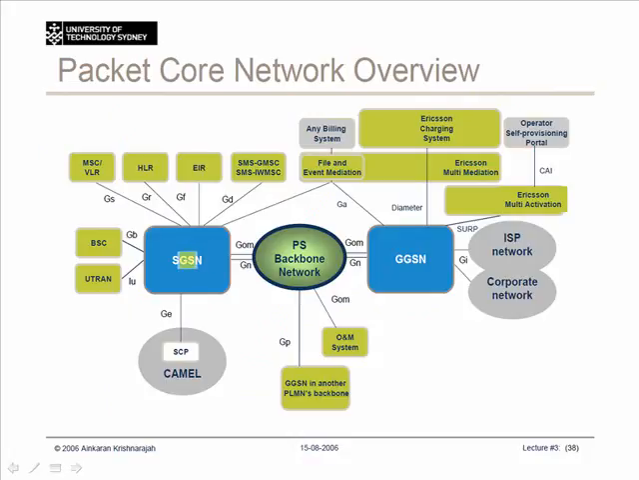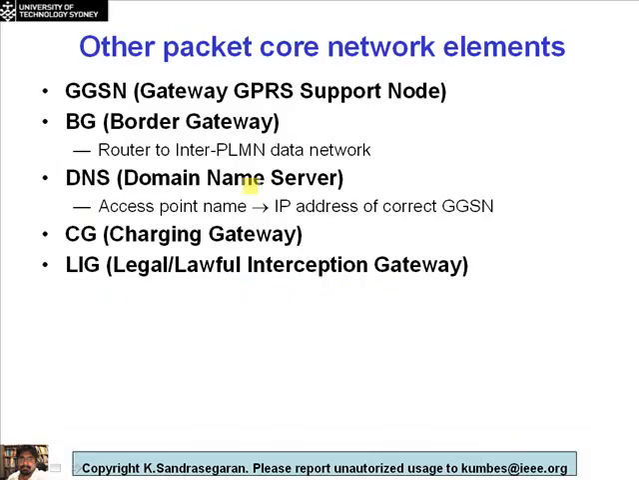So you had the SGSN, and the SGSN communicates with the BSC, and more particularly the packet control unit, via the Gb interface. It communicates with the MSC on the Gs interface, and communicates with the HLR on the Gr, Gf, Gd, and so forth. So all of the interfaces that we talked about earlier when we drew that diagram are all on this diagram. The main network elements, apart from the SGSN, are the GGSN, border gateway, DNS, charging gateway, and legal or lawful interception gateway.